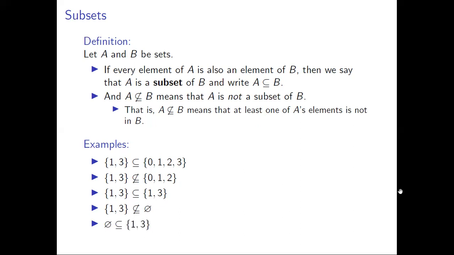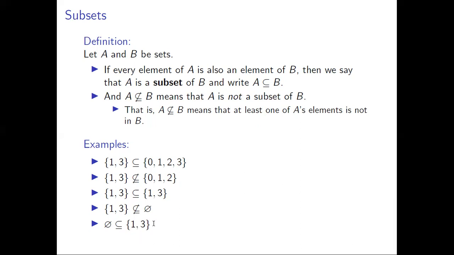On the other hand, the empty set is a subset of the set 1, 3. Why is that the case? The empty set has no elements inside of it. Now, it is still true that every element of the empty set is also an element of the set 1, 3. You might say, well, no, there are no elements. Okay, but it's still true that every single element of the empty set is an element of the set 1, 3.